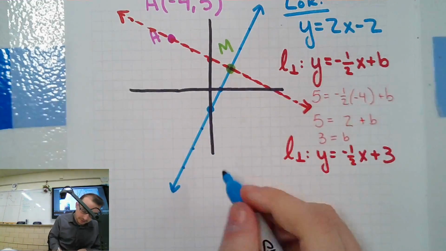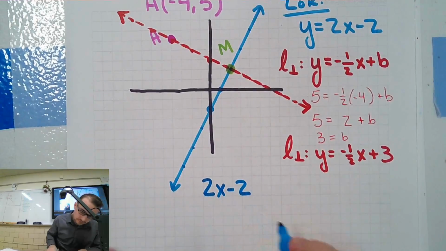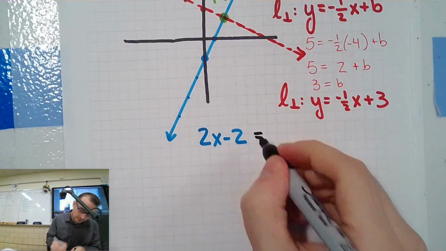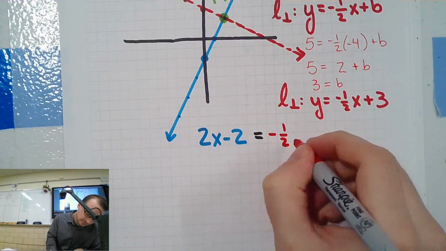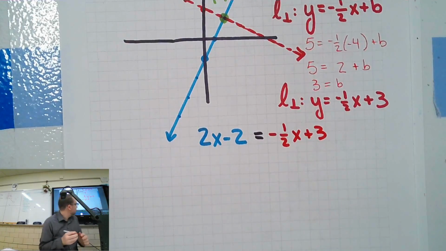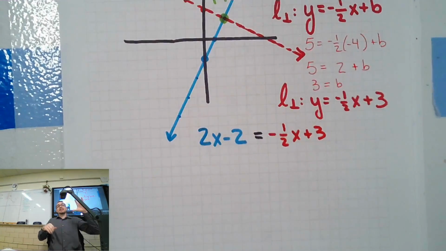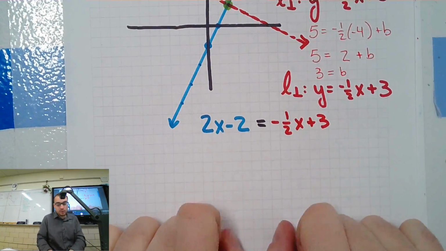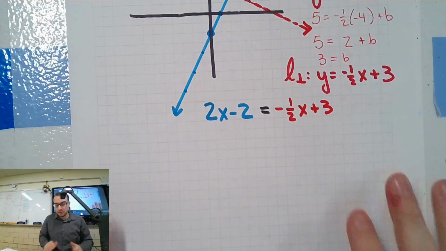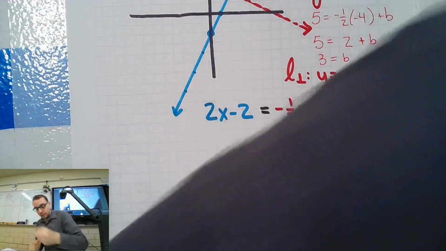So 2x minus 2 equals negative a half x plus 3. We're trying to find out where they intersect. Where they intersect is a coordinate, so we're going to get an x and a y, right? First we're going to get the x using this. We have one variable for one equation. We're going to do a little bit of math. So here's what we have.